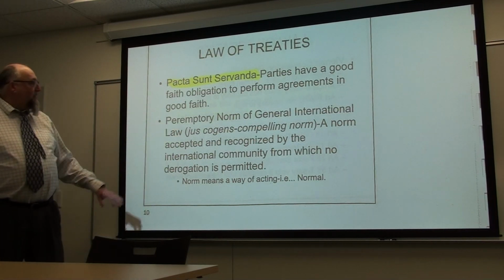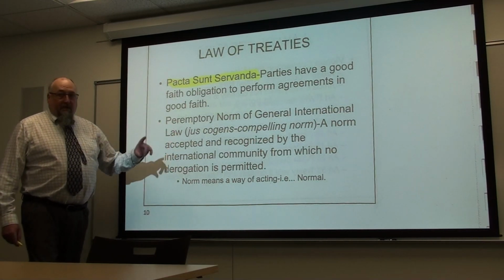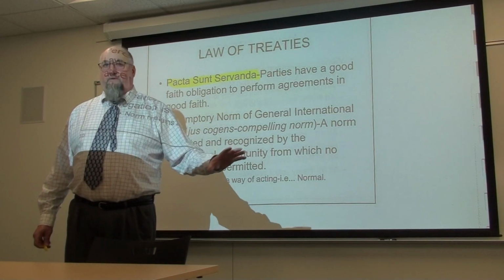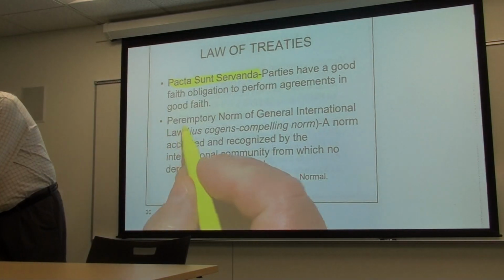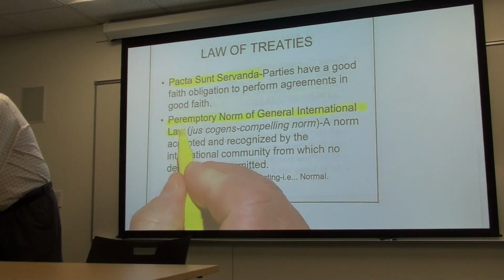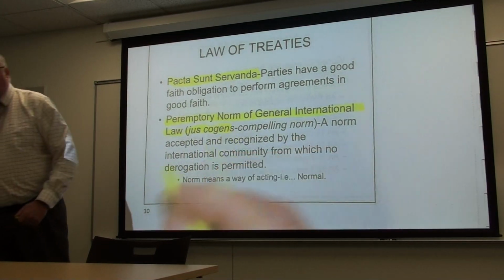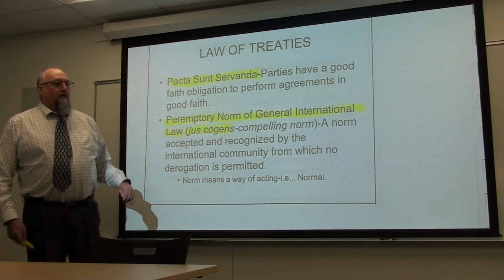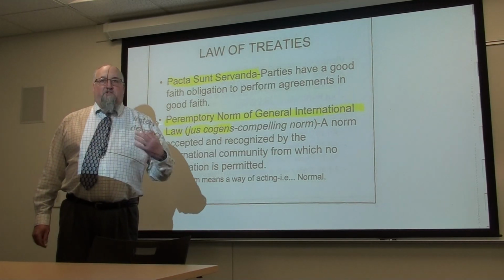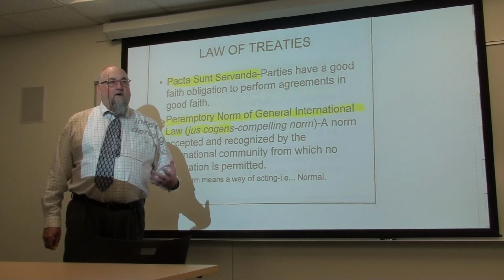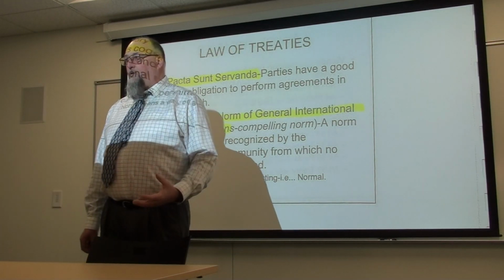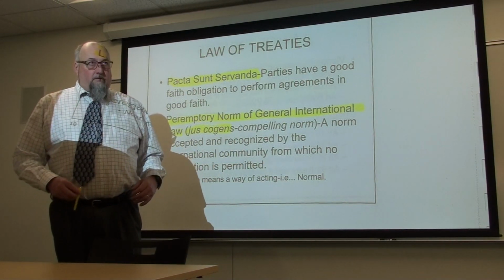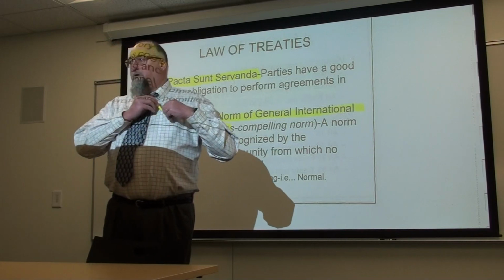The next term, and this is probably, in my opinion, the most important phrase in international law altogether. And that is the term peremptory norm of general international law, the Latin phrase jus cogens. And this is a term I definitely want you to talk about in your essay questions. I have several test questions on the midterm, if I remember, about this term.